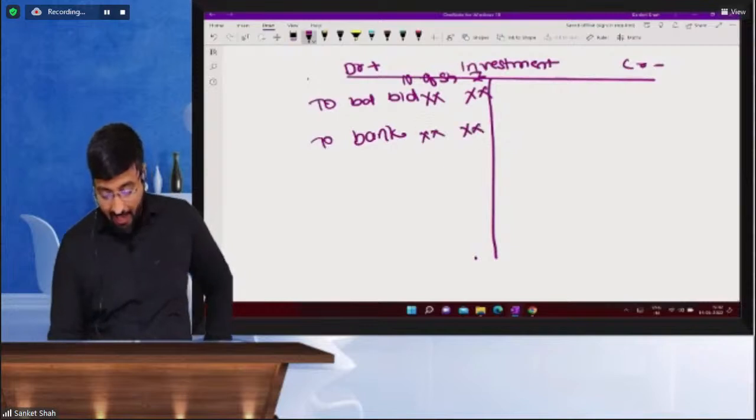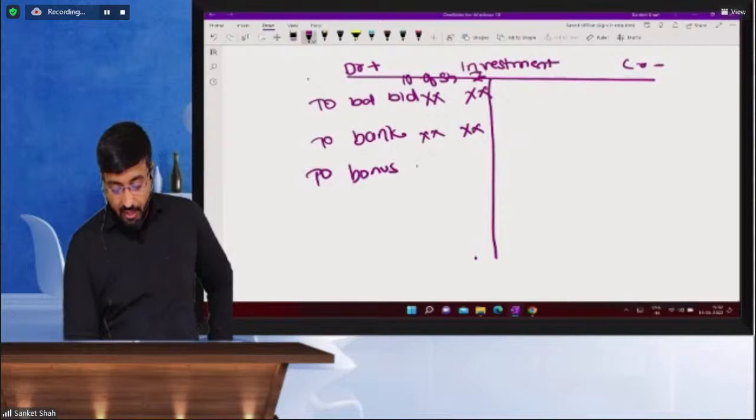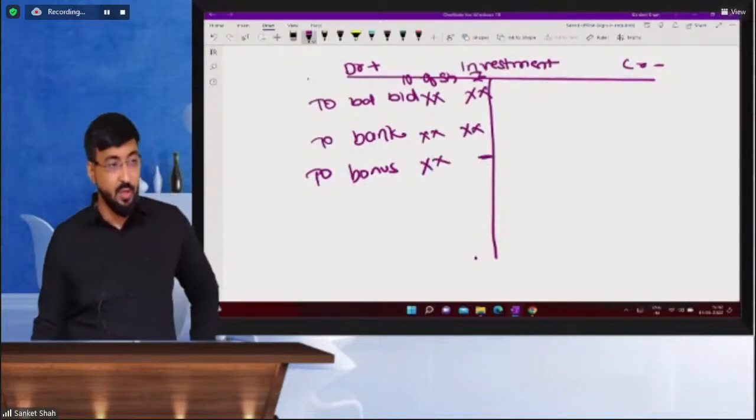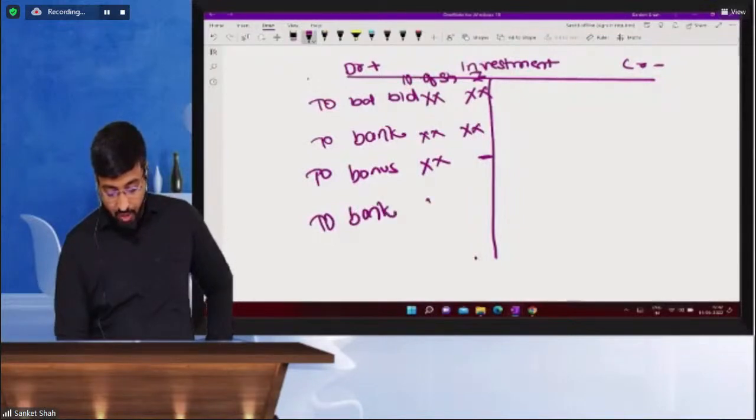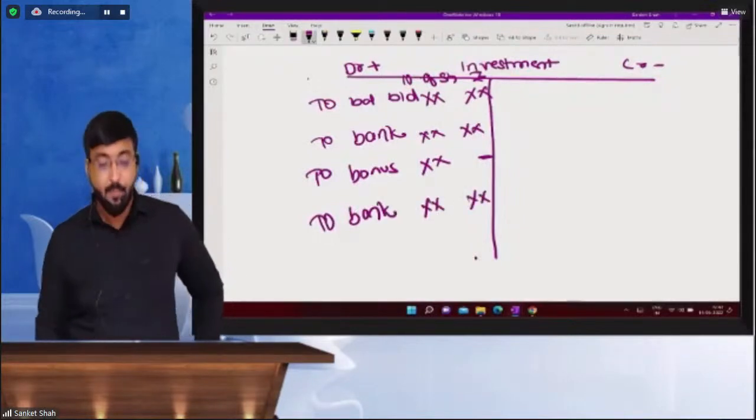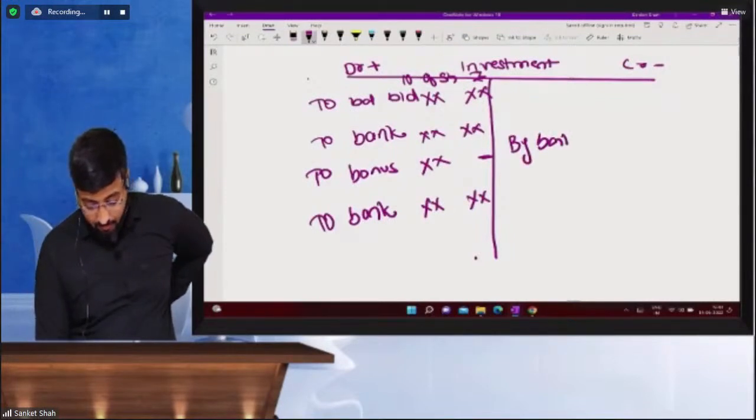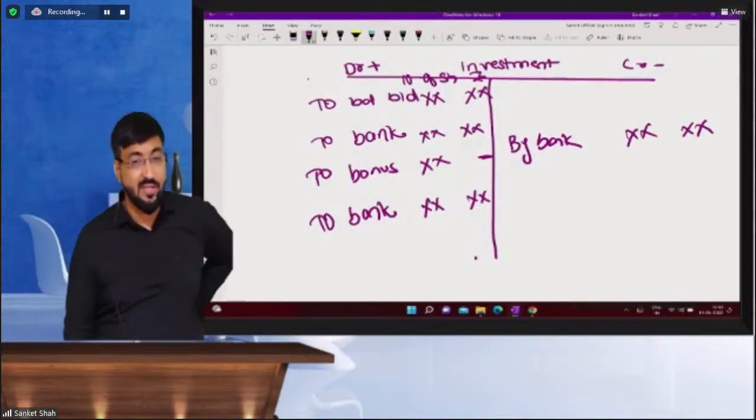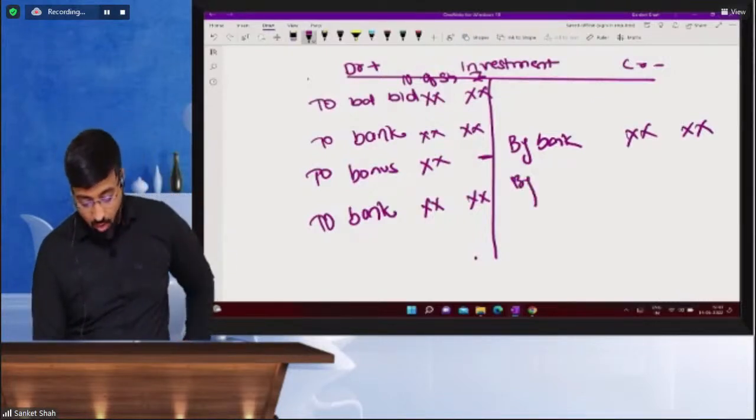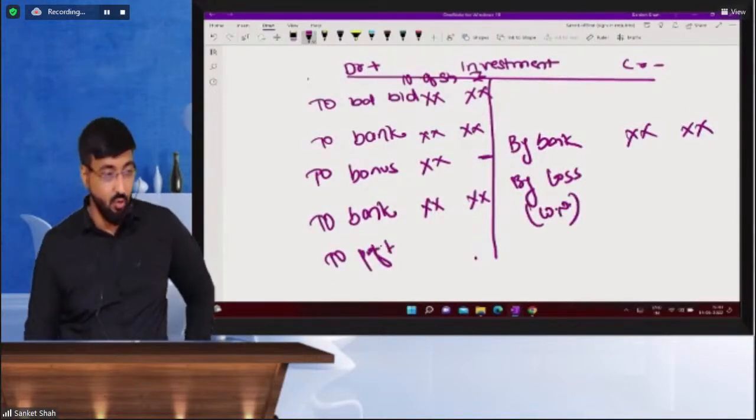To bank, additional shares. To bonus, beta, we never write bonus in the rupees column because it's free of cost. And to bank in case of rights shares if we bought them. When we sell, we will write by bank. Whenever you are calculating when a sale is there, you will write by loss and to profit. And this by loss and to profit will be in the working note.